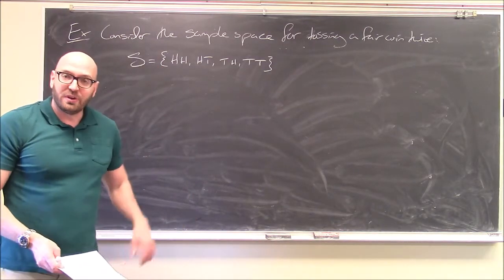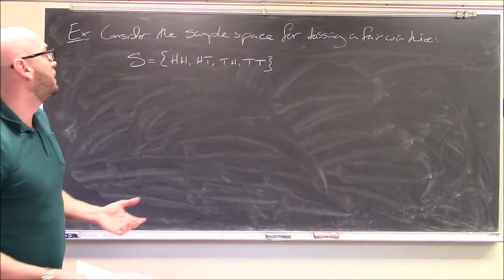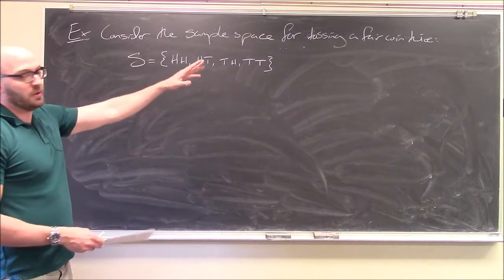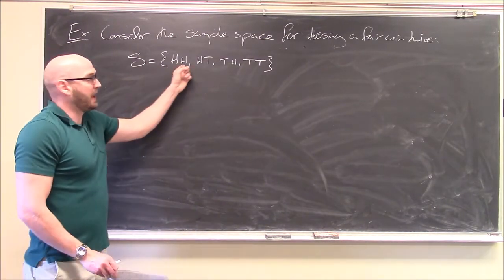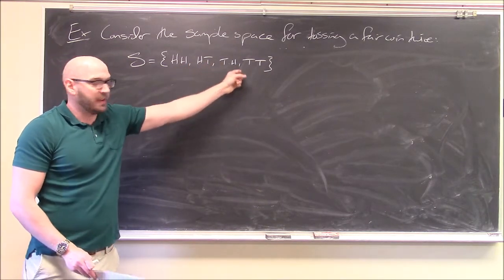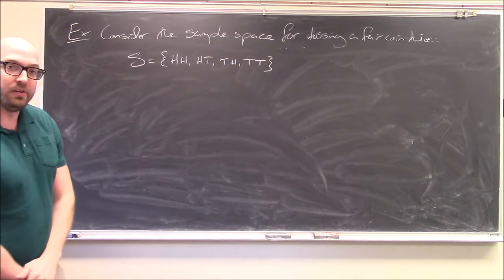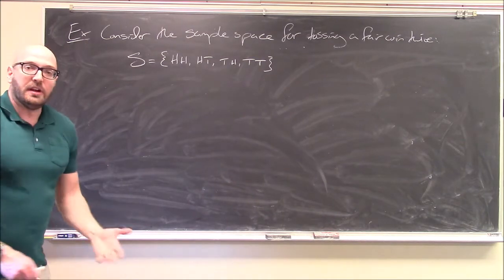Coming back again to one of our favorite experiments, now we're tossing a coin twice. We've looked at a fair coin twice quite a few times. So our sample space is, of course, I toss two heads, or a heads then a tails, or a tails then a heads, or tails and tails. And I want to look at whether two events are independent or not.